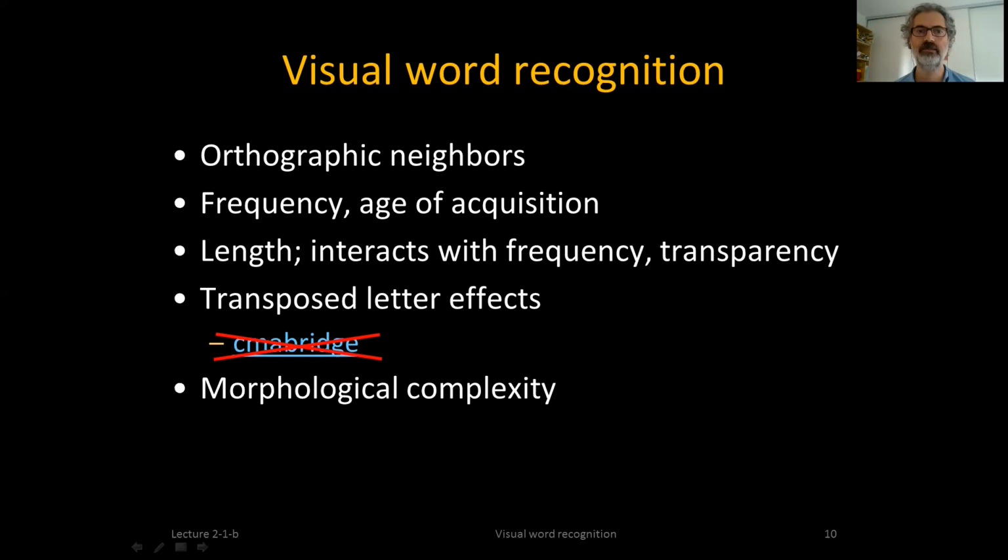Finally, another important factor in visual word recognition is morphological complexity. Words are composed of different parts, such as roots and suffixes, which may be derivations, inflections, or both, or they can be compound words combining more than one root into a stem before any derivations or inflections.